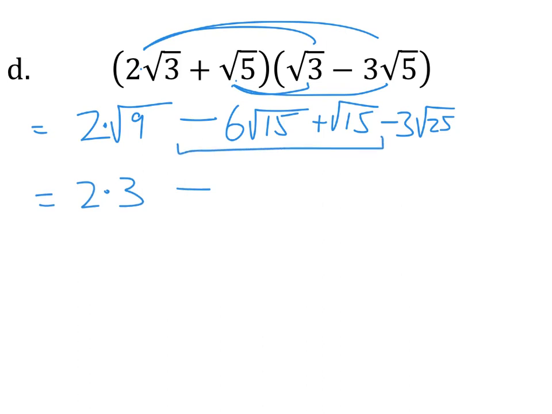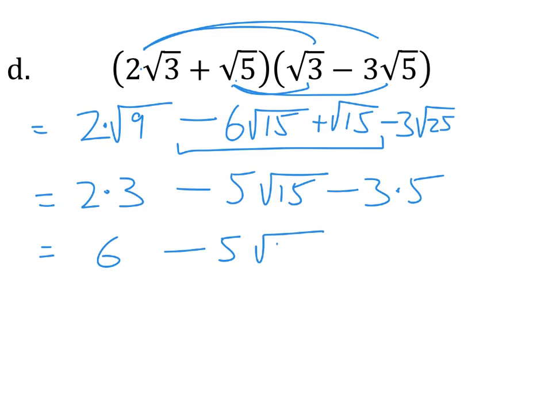We have negative 6 square root of 15 plus 1. There's an invisible 1 there. So negative 6 plus 1 is negative 5. And then the square root of 25 is 5. Okay. And once again, you probably could just go right to 15 with that, but okay. So I'm writing it out to be clear.